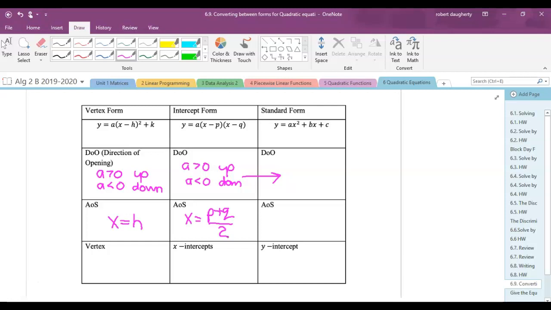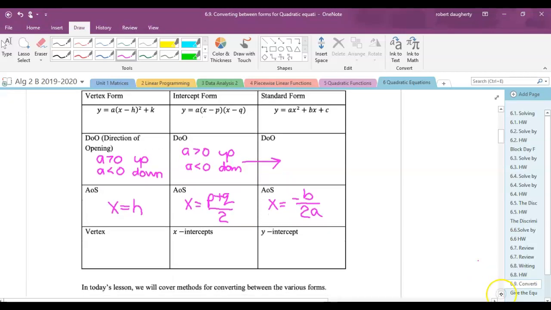In standard form, what is the axis of symmetry? Yeah, x equals negative b over 2a. Okay, see you guys, you're not relearning it. It feels like you're telling me some of this stuff back. What is the vertex? In vertex form, what is the vertex? It is the point (h, k).